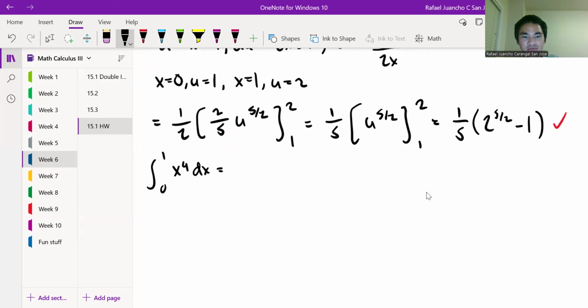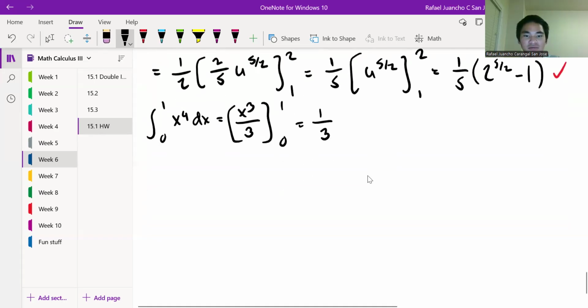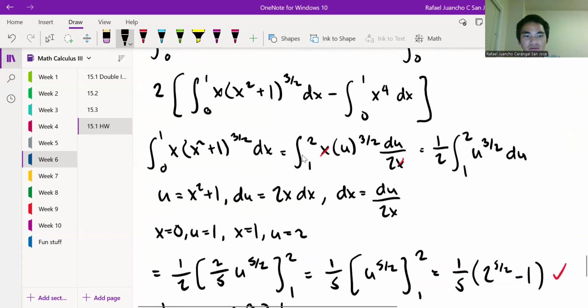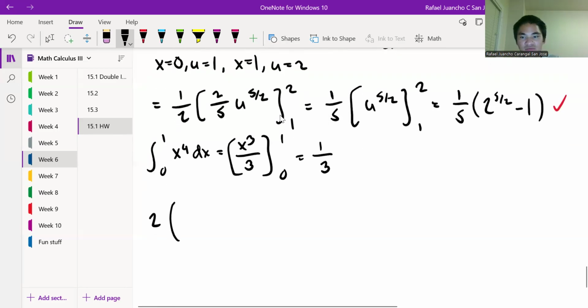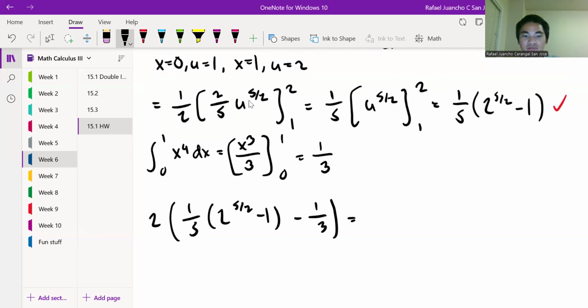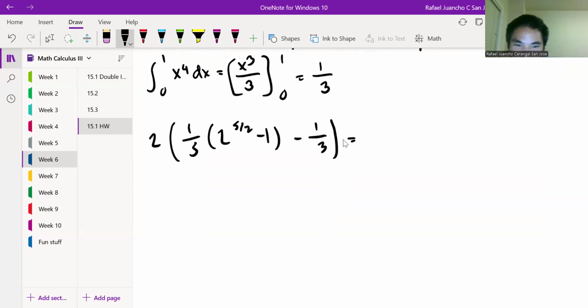And this is just, okay, this one's an easier version. So this is x cubed over 3. This is 1/3, right? And so from there, I have 2 of 1 over 5 times 2 to the 5 over 2 minus 1. So I have that minus 1/3. How do I simplify? So I get 2/5 of this minus 2 over 3. What else do I need to do?